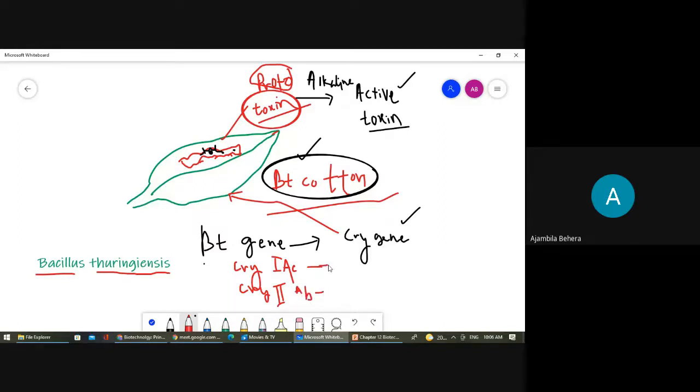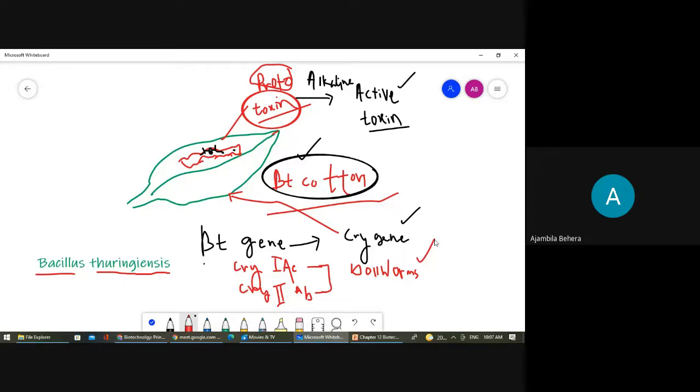And these two genes work against cotton bollworms. So these genes generally work against your cotton bollworm. The cotton bolls are damaged by the cotton bollworms, and such cotton bollworms can be controlled by the introduction of these genes, Cry1Ac and Cry2Ab.